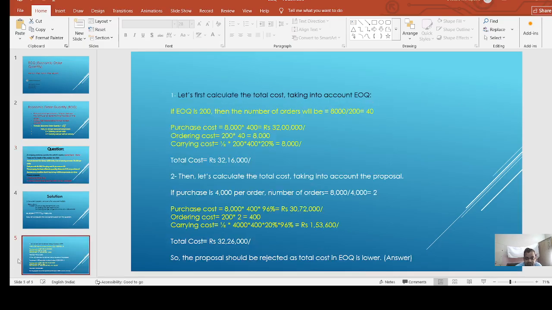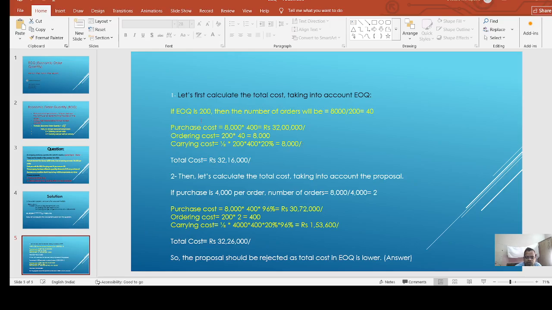So let's evaluate it. Let's first calculate the total cost taking into account the EOQ. So total material cost means what? First, the company purchases the product. Second, for ordering, there is a cost it has to incur. Third is carrying, meaning it has to maintain it in inventory. So these are all the carrying costs. These three things, purchase cost plus ordering cost plus carrying cost, equal the total material cost. Please remember that. Now let's calculate on the basis of EOQ.